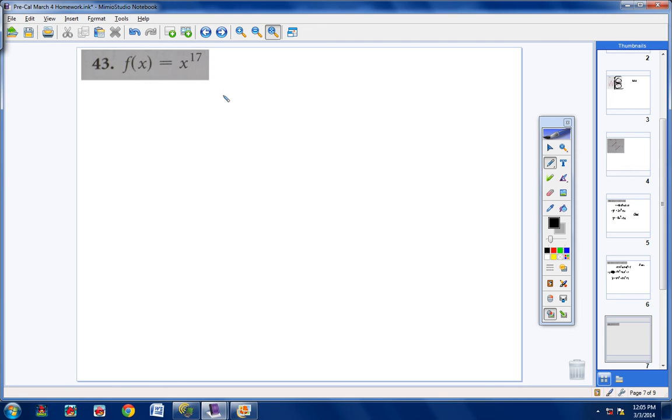Okay, let's check for y-axis symmetry, or in other words, to see if it's an even function. Everywhere there's an x, I'm going to put a negative x. And now negative x to the 17th power gives me negative x to the 17th power. Does that match my original function? No, it does not. So I do not have an even function.